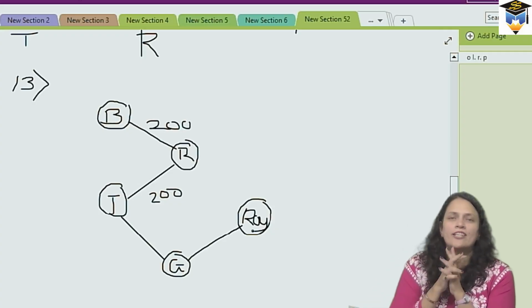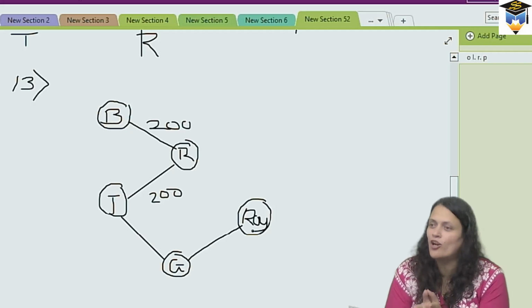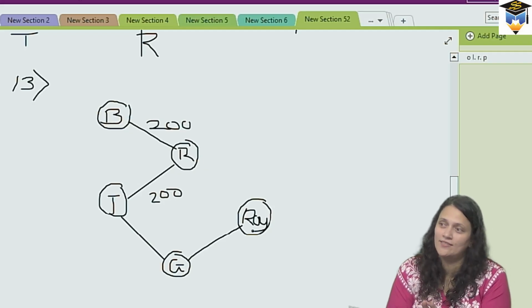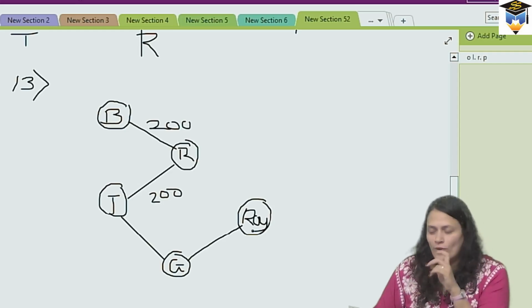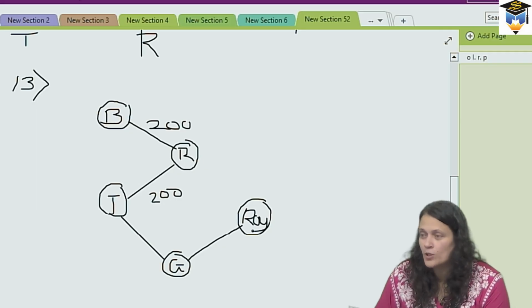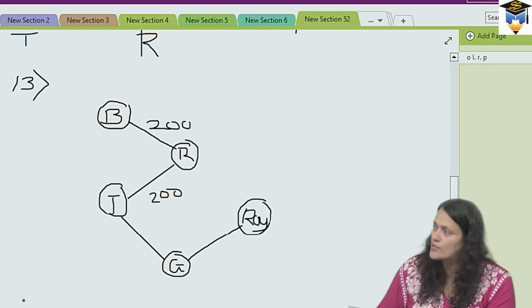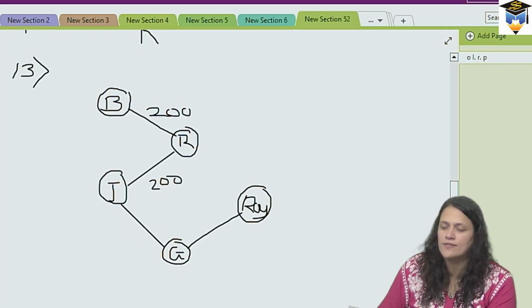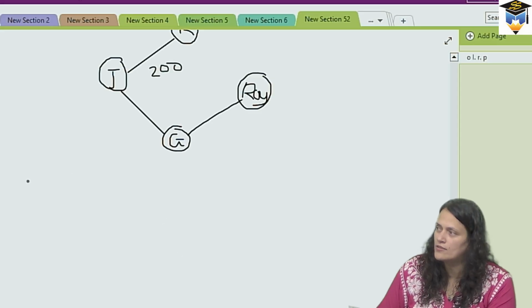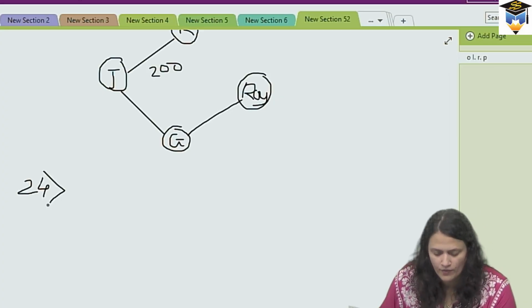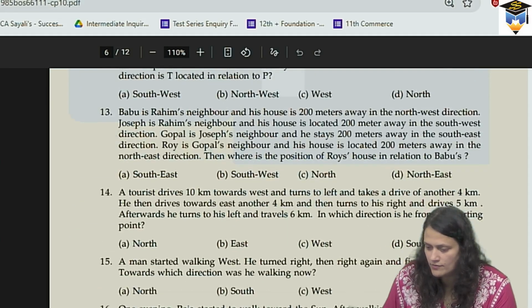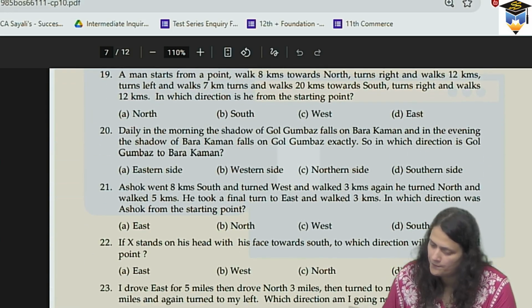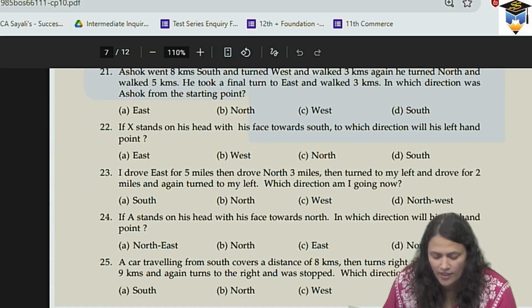So I think now we are going to start with a new chapter, blood relations. Okay, two more questions are there. Tell me. The 24th. Okay, we'll solve the 24th one as well. First, I'm clearing all the doubts and then we will move to the next. So this is your 24th. Just a minute. Any other doubt after 24th?